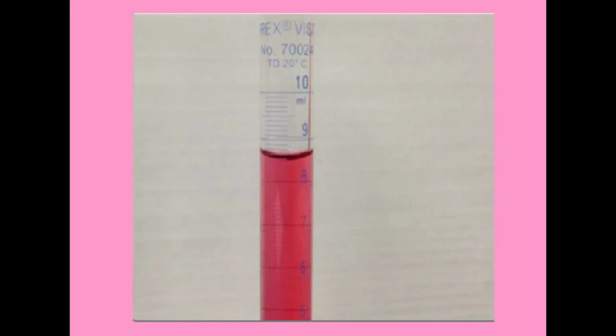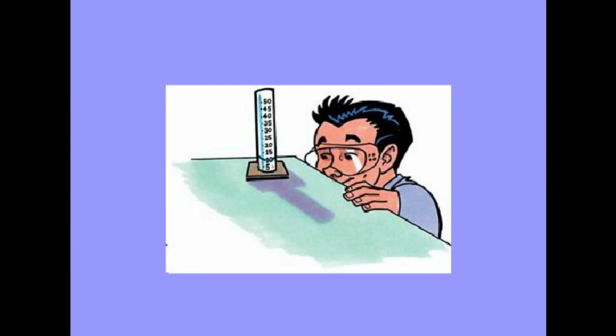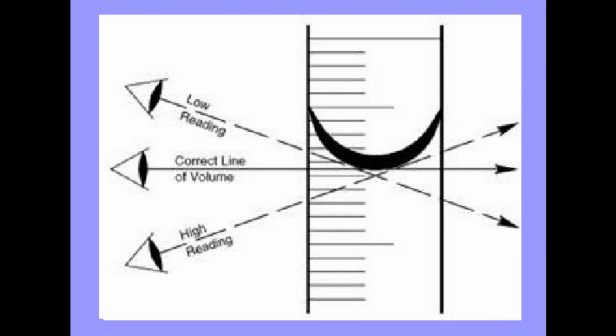This graduated cylinder goes up by increments of 1, with the shorter lines representing increments of 0.1. We know for certain the measurement is between 8 and 9 milliliters. Measuring from the bottom of the meniscus, we can estimate the measurement to be 8.6 milliliters. Always keep your eye in line with the bottom of the meniscus when taking the reading, otherwise the resulting reading will either be too high or too low.